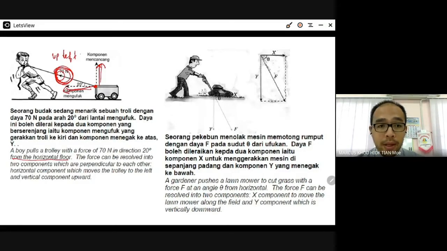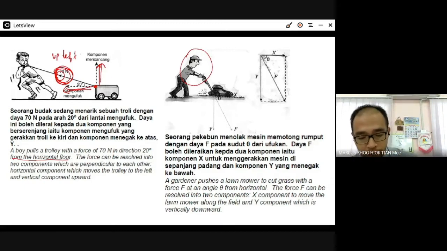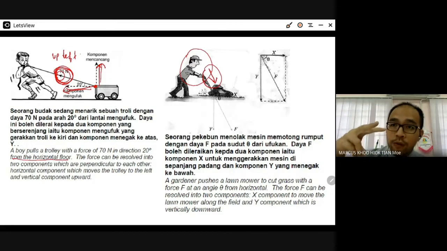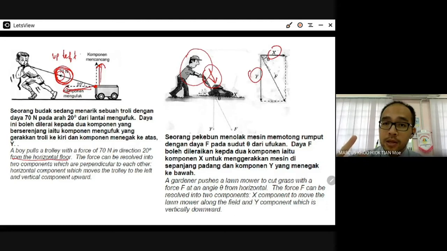In the same way, in the case of this guy mowing the lawn or pushing a trolley, when you push the trolley, your force is downwards, downwards and to the right. Look at this arrow. When you split it into two forces, it will be downwards and rightwards. So it's not that difficult.